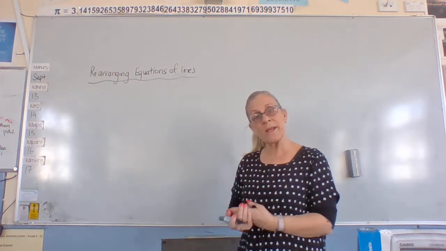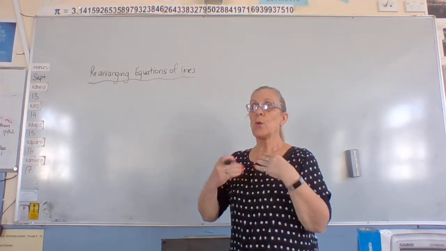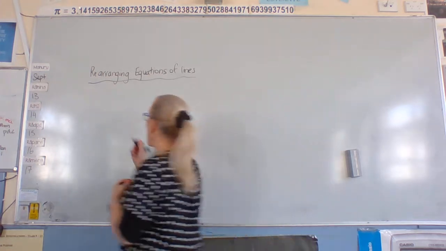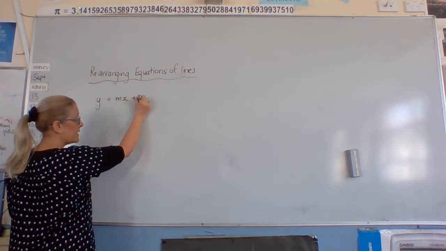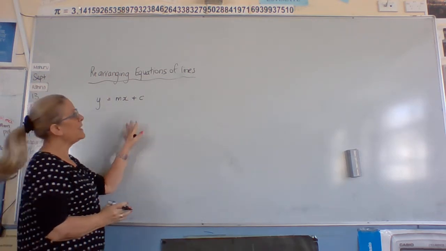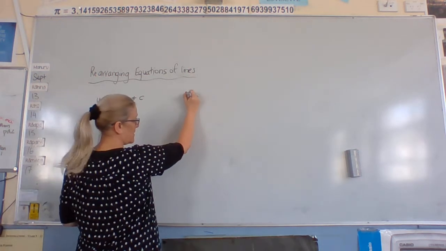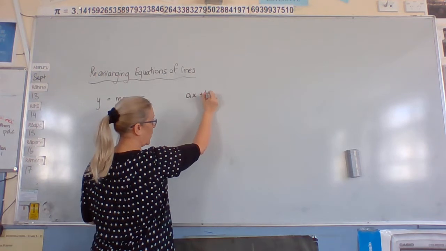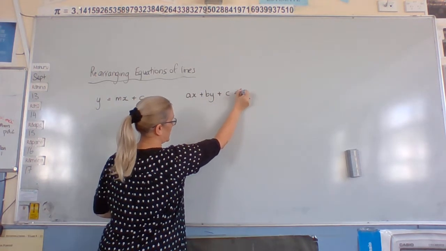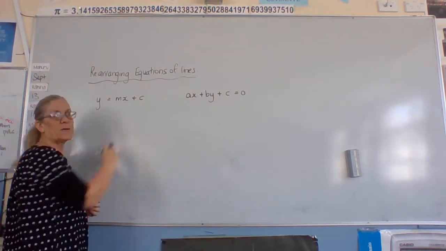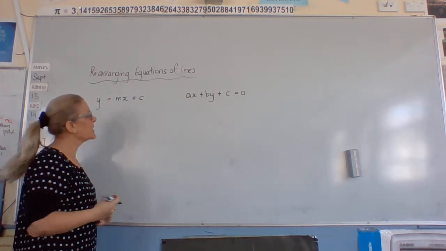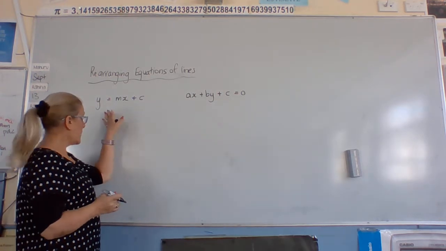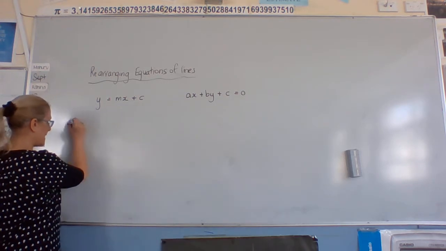Okay, so there's two ways we can write equations of lines. We can write them in the form y equals mx plus c. That's the one we've been dealing with lately. But we can also write them as ax plus by plus c equals 0. And what we need to be able to do is to change these over to the other way.